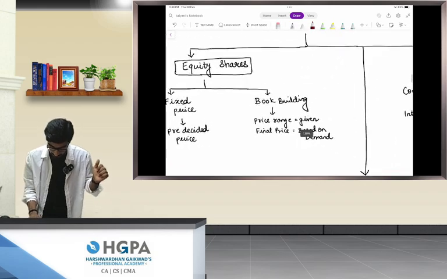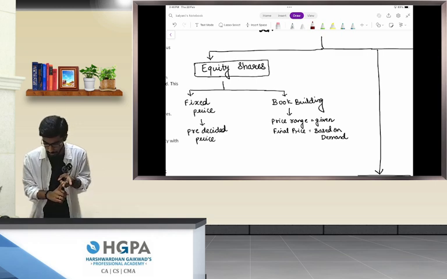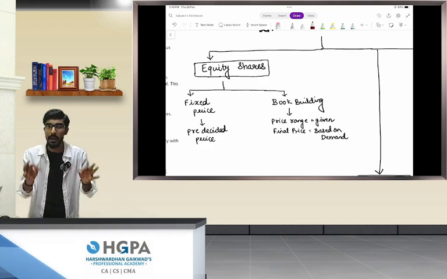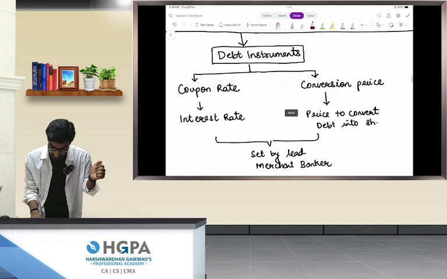Perfect. If it is equity shares, fixed price, pre-decided price, no problem, no confusion. If it is book building, price is determined based on demand, where a price range is also given. Good to go. Next is debt instruments.